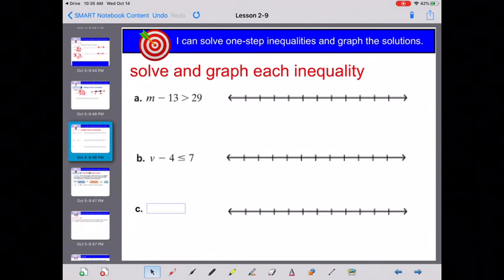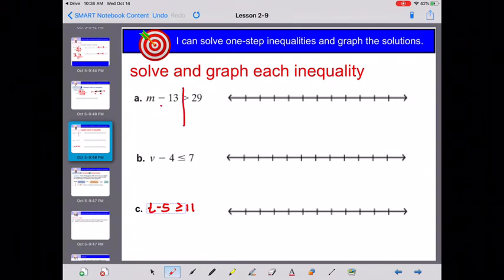All right, it's time to pause the video and try these 3 problems. Okay. I believe that this one was t minus 5 is greater than or equal to 11. I don't know why that disappeared on me.